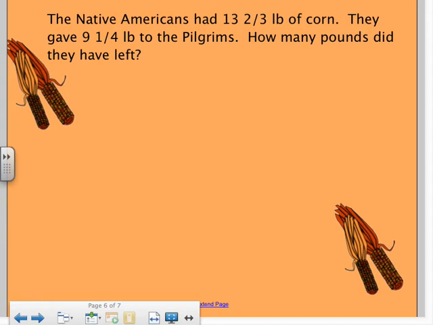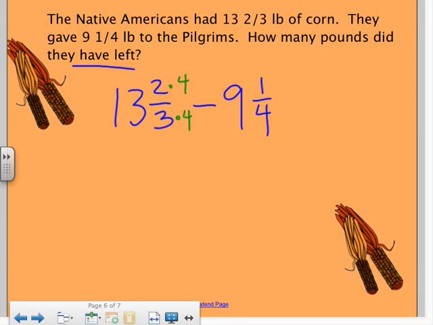All right, so this is our first one on here about subtraction. How many pounds did they have left? They started with 13 2/3, and then they took away 9 1/4 to the Pilgrims, and we want to know what's remaining. Same thing that we've been doing with the adding, it's just subtracting. I still want a common denominator, and in this case that would be 12. So we get 13 8/12 minus 9 3/12.